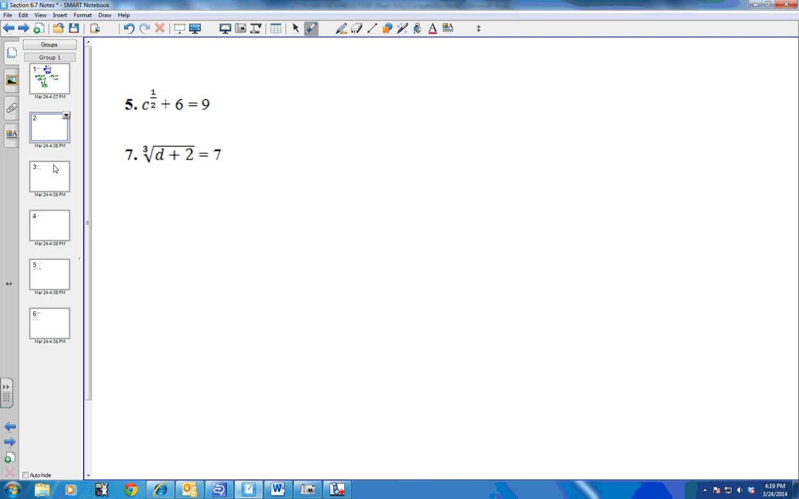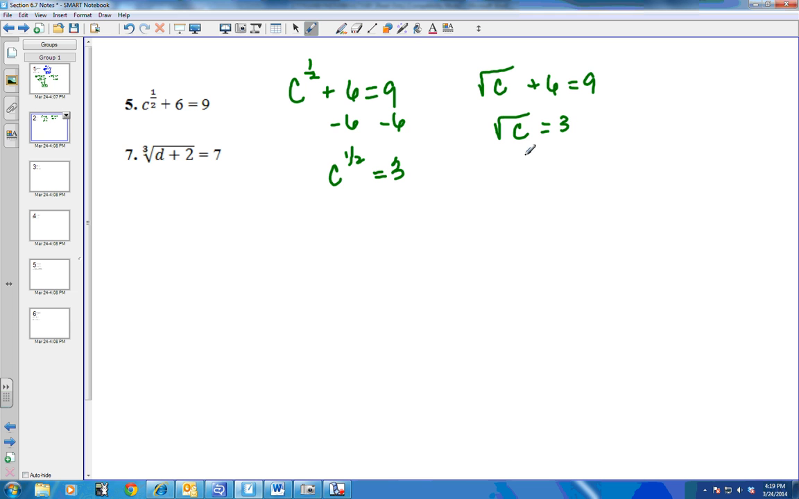Okay, number 5. I have c to the 1/2 plus 6 equals 9. Now I could do this 2 ways. I do know, or we should know, that c to the 1/2 is the same thing as the square root of c. Okay, so you can rewrite it like this if you want. You don't have to. But I need to isolate my c, so I'm going to subtract 6 from both sides. And I have c to the 1/2 equals 3, or the square root of c equals 3.